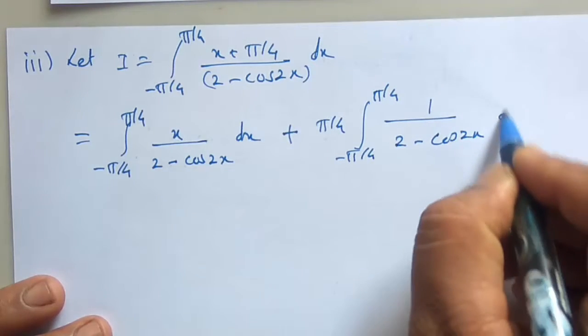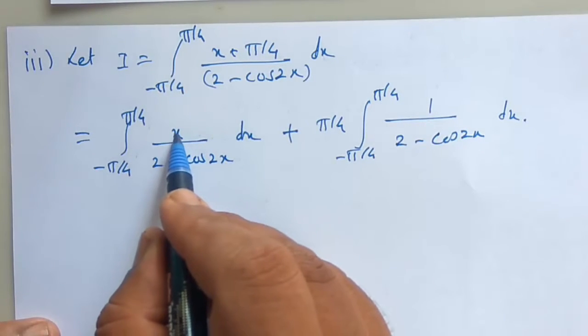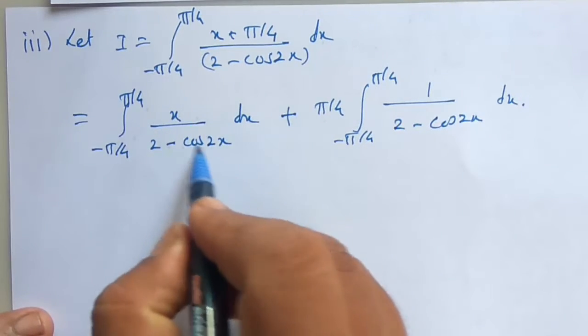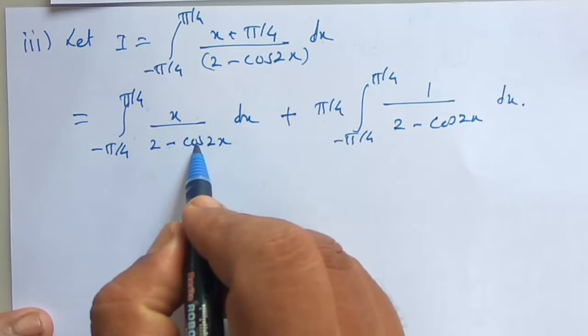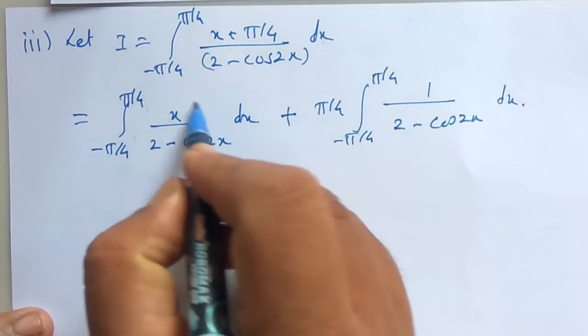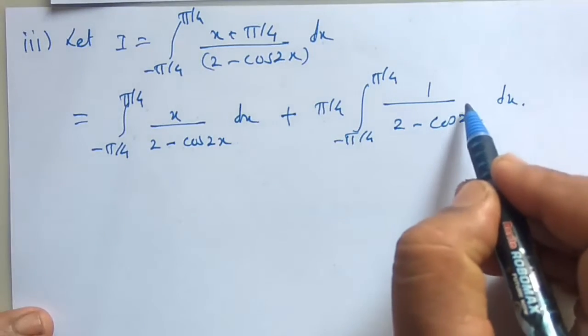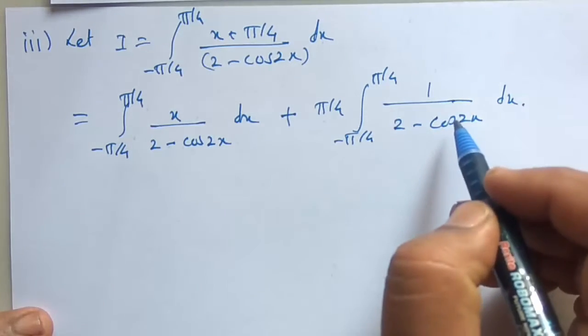Here in the first case, replacing x by minus x, cos of minus 2x is cos 2x, and x is replaced by minus x. So the first function is an odd function and the second function is an even function.